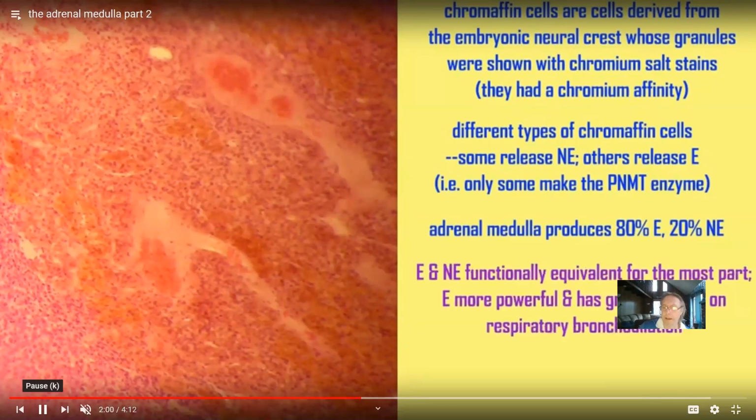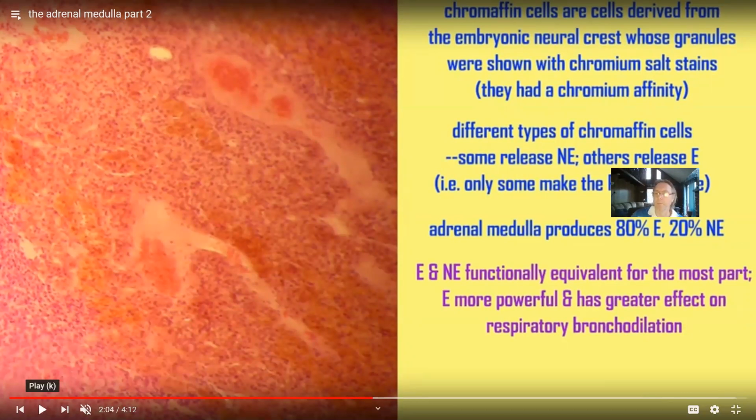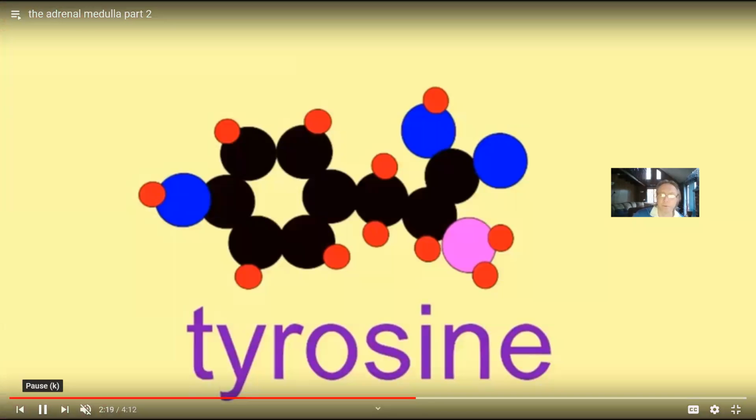Now, when I talk about these, I'll just consider them to be about the same. Epinephrine and norepinephrine are functionally equivalent for the most part, but epinephrine is more powerful, and it has a greater effect on the dilation of respiratory passageways in the lungs. Norepinephrine is more significant, affecting vasoconstriction of blood vessels and thus affecting blood pressure. So I'll just put them together, epinephrine and norepinephrine, but the two are a little bit different.